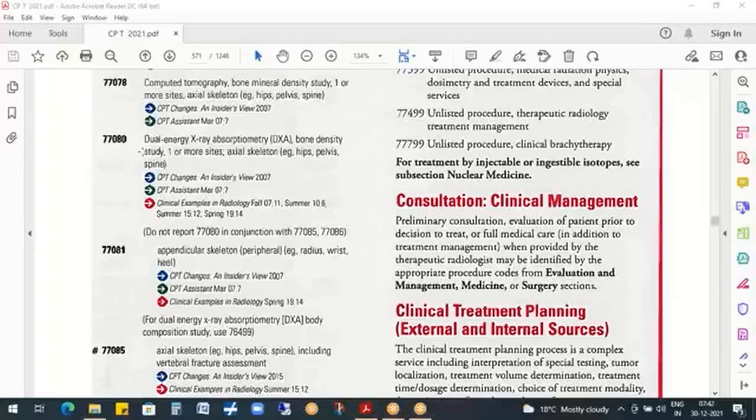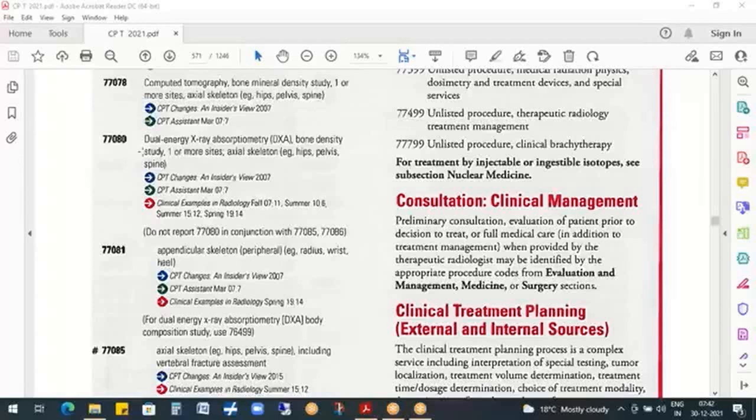Then if you see 77081, they took it as radius, wrist, heel. That is nothing but peripheral. Understood? When you are coding, be careful. See the code description properly and then you can code.